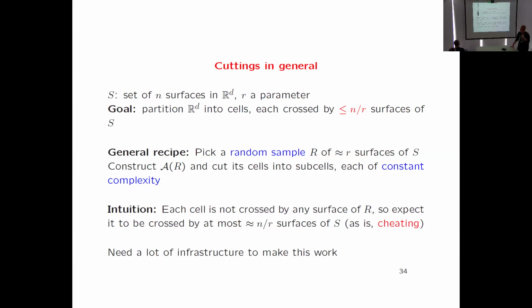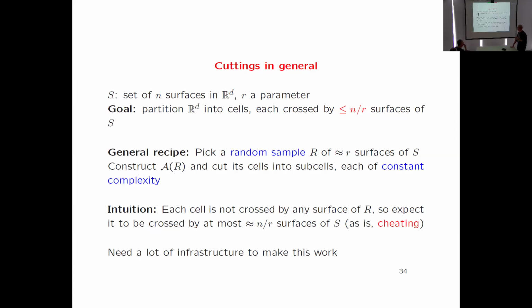Okay, so let's again go back to the algorithmic part. We have seen how cuttings are used to solve algorithmic problems. In general, you can be in d dimensions and you have a collection of d minus 1 dimensional surfaces. Again, there is a parameter r, and you want to cut space into pieces so that each piece will be crossed by at most n over r surfaces.